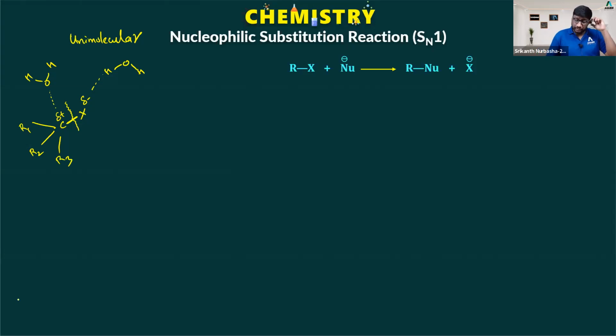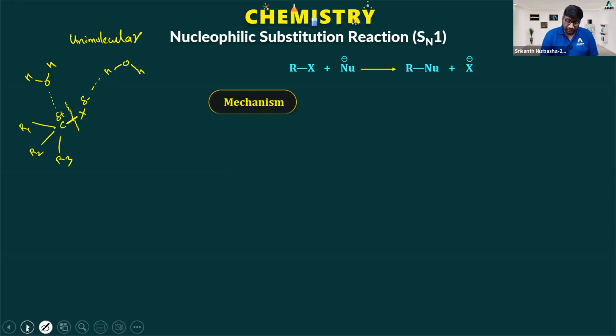And what is the order? Tertiary alkyl halide, secondary alkyl halide, primary alkyl halide. Tertiary, then secondary, then primary because of the stability of the carbocation. Why is a 3-degree carbocation more stable? More number of hyperconjugated structures. Yes or no? And if we have a good leaving group, obviously the rate of SN1 will be high. So these are the same points which you are going to see again.